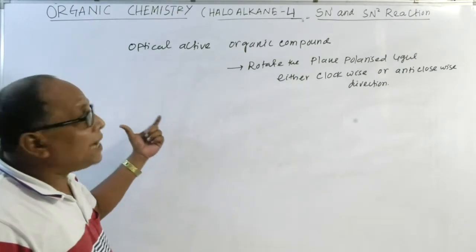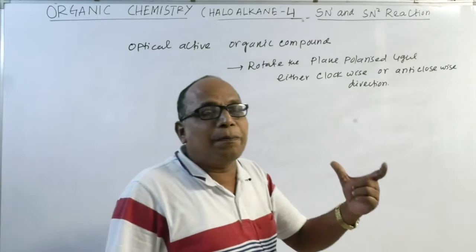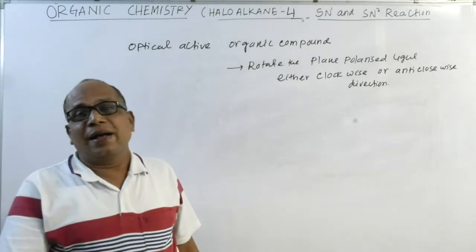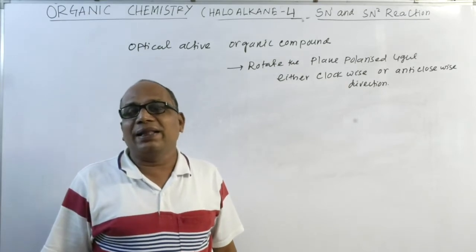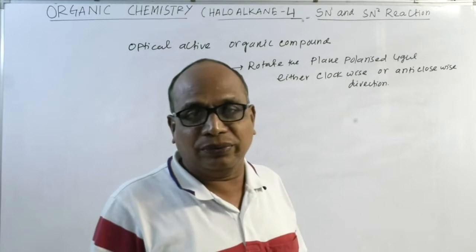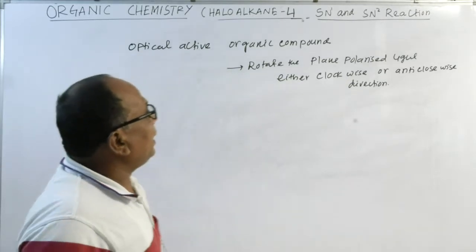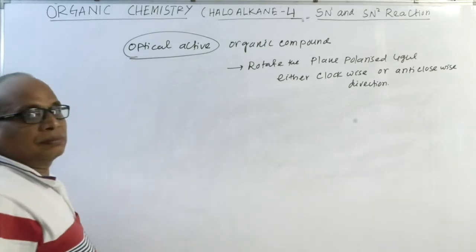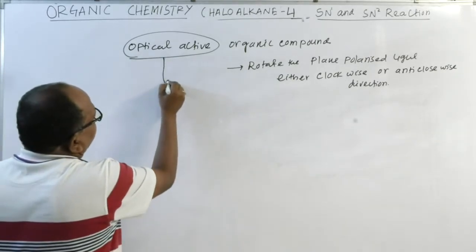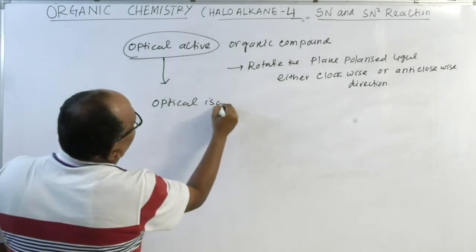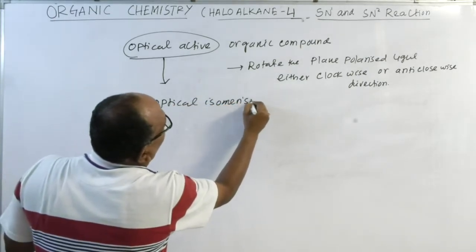Then what is an optical inactive compound? An optical inactive compound means one which cannot rotate plane polarized light. They are said to be optical inactive compounds. The optical active compound can exhibit optical isomerism.